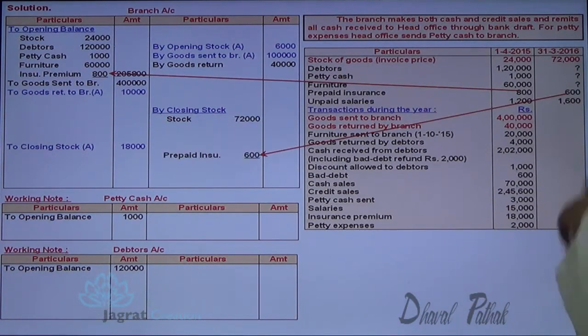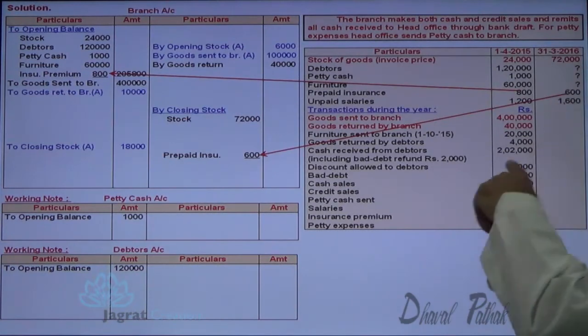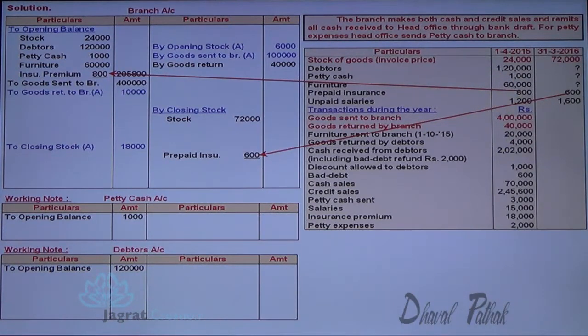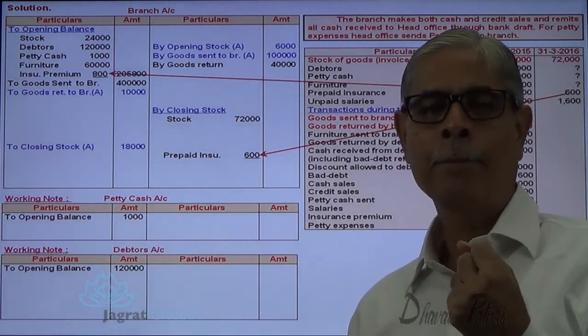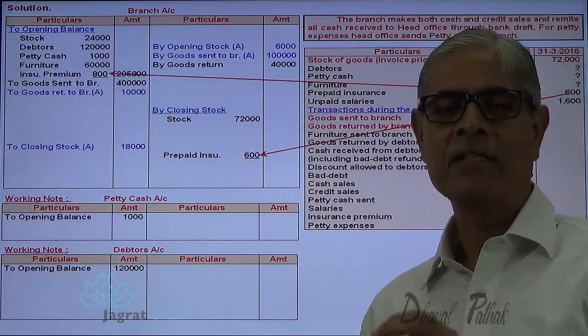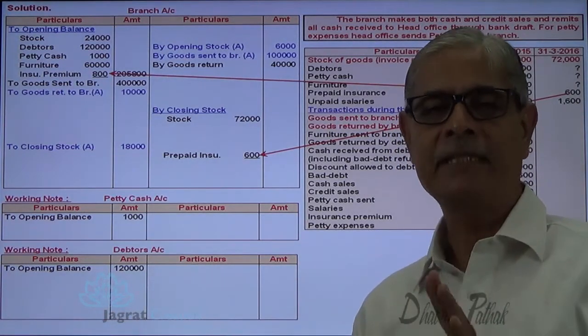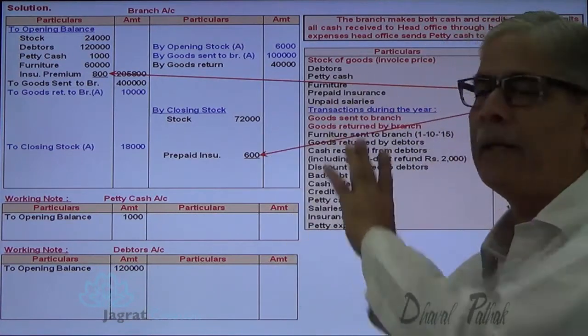At the end of the year, all the assets are taken. See, I don't have the value of closing balance of debtors, closing balance of petty cash, closing balance of furniture, which I will find out and I will take from the branch. For that, assets taken by the head office from branch at the end of the year, I will find out the missing value, and for that the recording will be made afterwards.